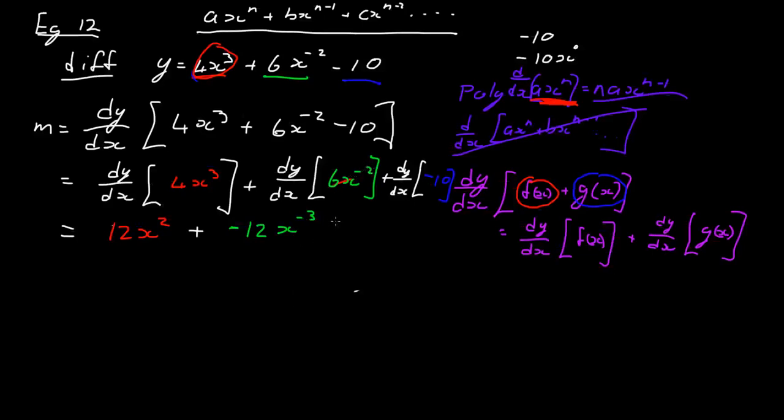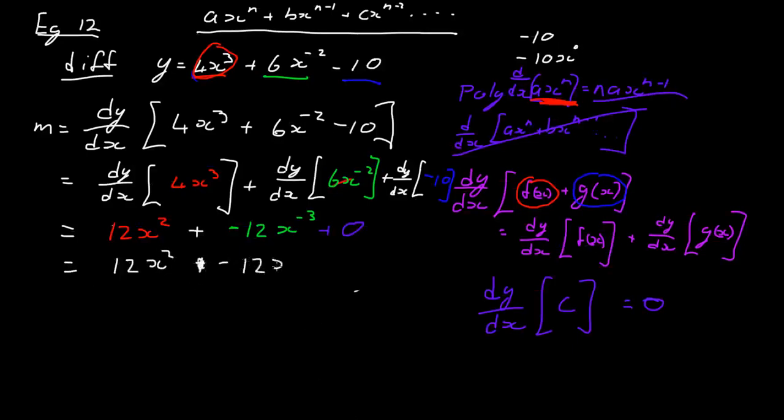And then our last one is, well, here's another rule for you: dy by dx of c equals 0. The derivative of a constant is 0. Minus 10 is a constant, so plus 0. Okay, and there you go, you have your answer. You've done your derivative: 12x squared minus 12x to the minus 3. There's your answer.